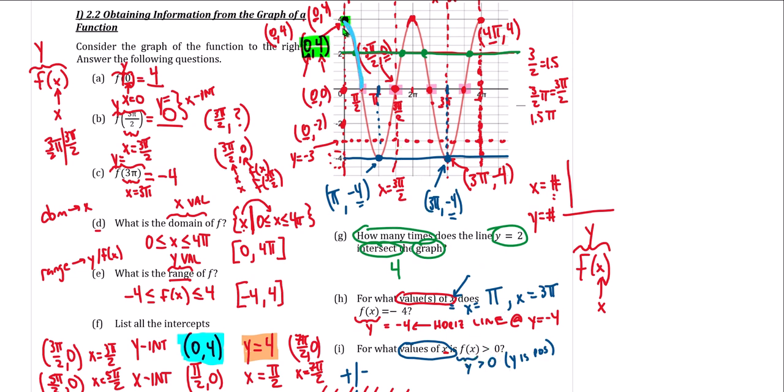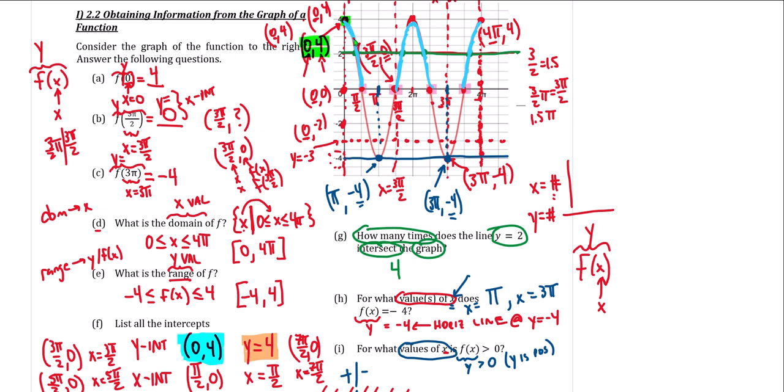So this little segment of the graph, this little segment of the graph, this segment of the graph, those are all the segments of the graph where our y values are greater than 0, where our y values are positive. So now all we need to do is determine what the set of x values is along those portions. And that should be very simple because we've already divided the x-axis up into the necessary intervals. We can see that from 0 to pi over 2, we get all of those positive y values, right? This point right here is 0, 4.